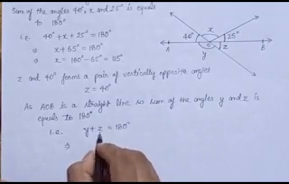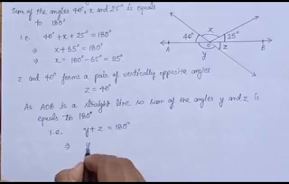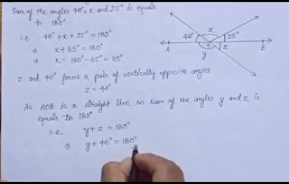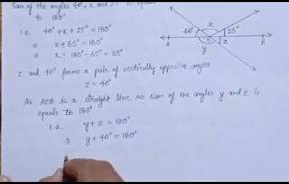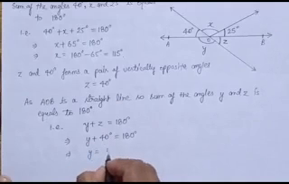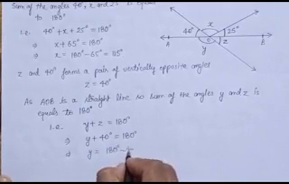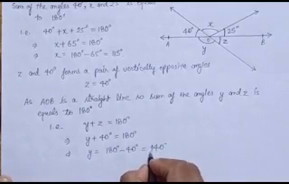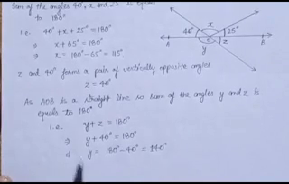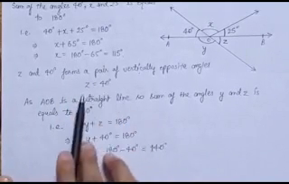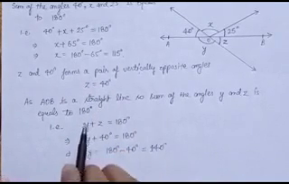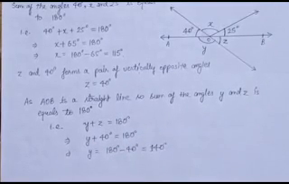And you know the value of z, that is 40 degrees. So y plus 40 degrees is equal to 180 degrees, which implies that y is equal to 180 degrees minus 40 degrees, which is equal to 140 degrees. So we have calculated the values: x is 115 degrees, y is 140 degrees and z is 40 degrees. Now students, you have to solve the rest of the questions by yourself. Thank you.